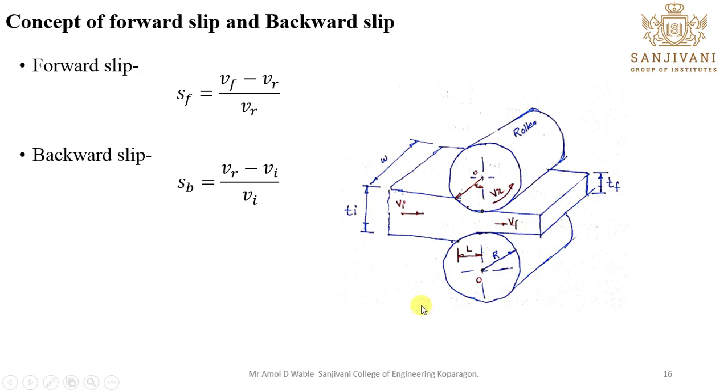So before going to numericals, let us see a few concepts related to the rolling process. While solving a problem, you will come across concepts like forward slip and backward slip. So what exactly is a forward slip? Let us understand the condition first.